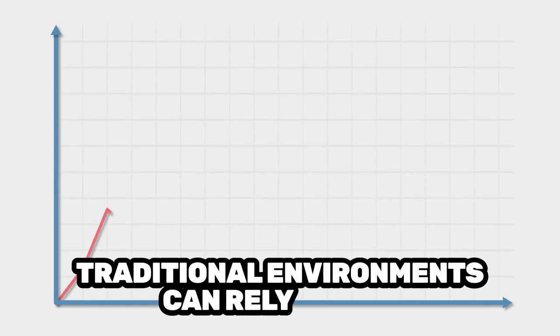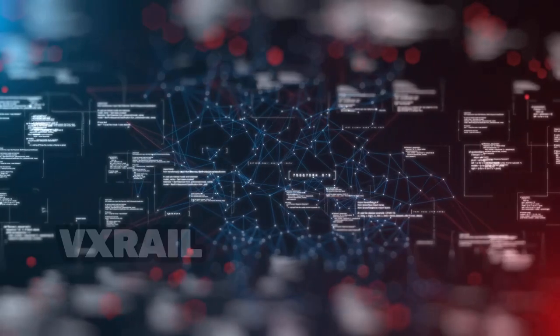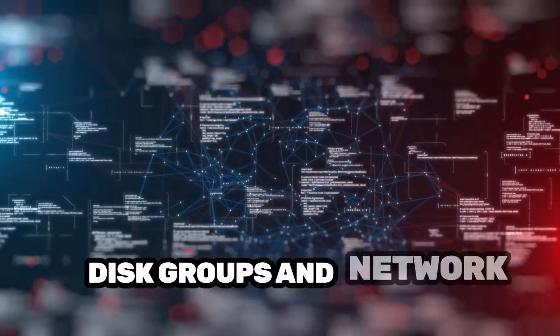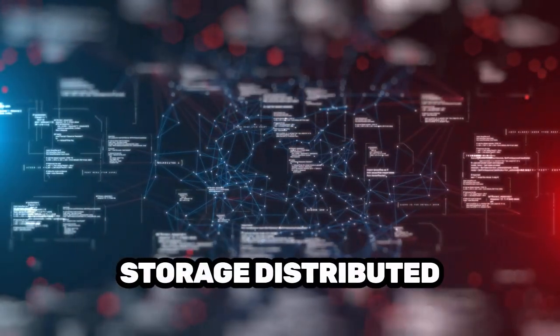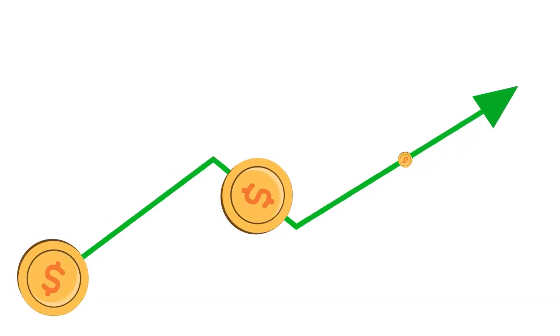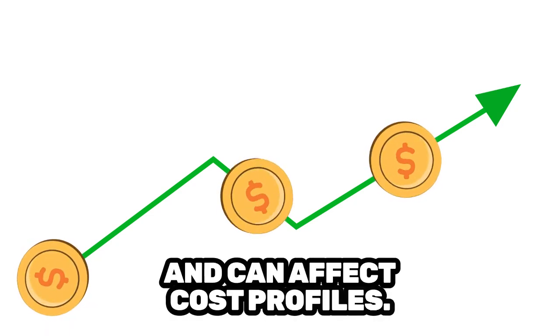Traditional environments can rely on SAN performance for predictable, high-throughput workloads. VxRail performance depends on node configuration, disk groups, and network design, with storage distributed across the cluster. In VxRail, compute and storage typically scale together, which changes capacity planning and can affect cost profiles.